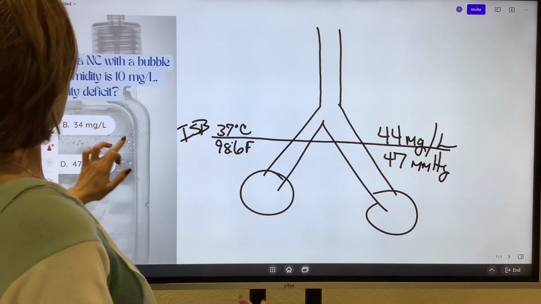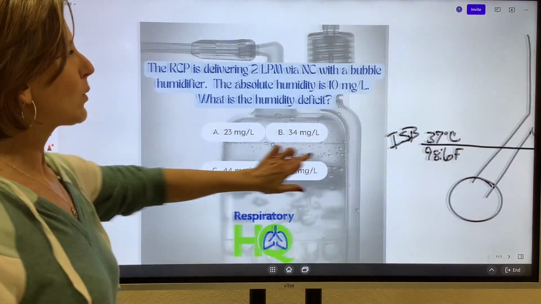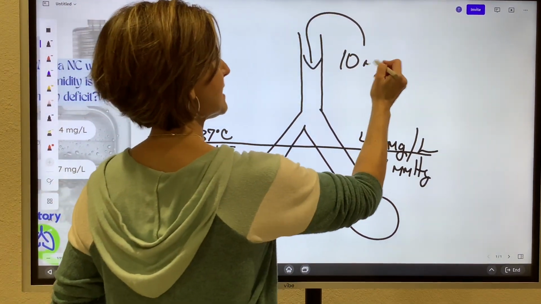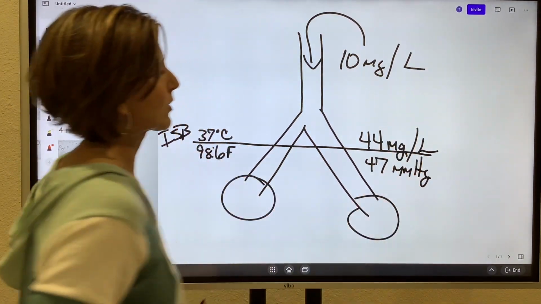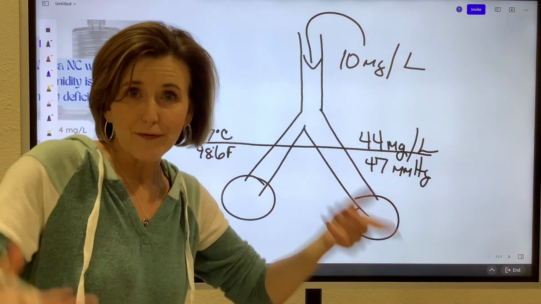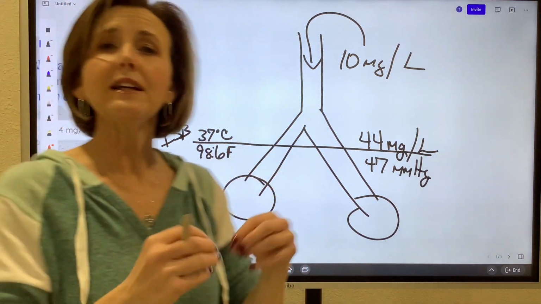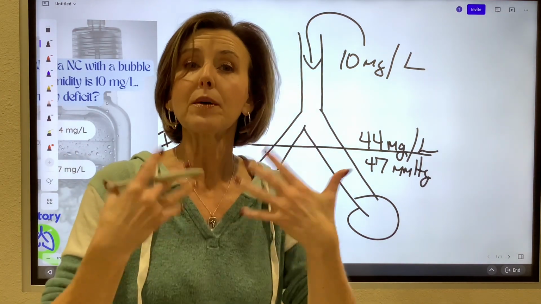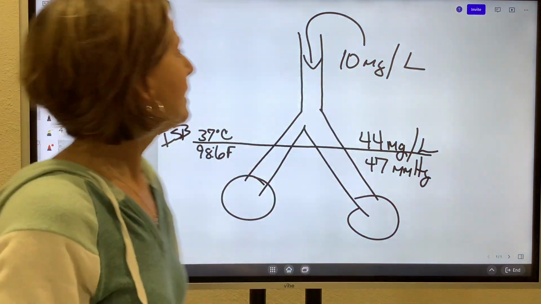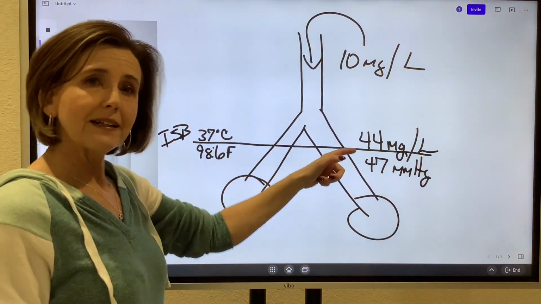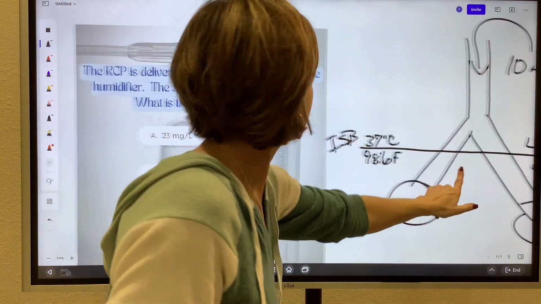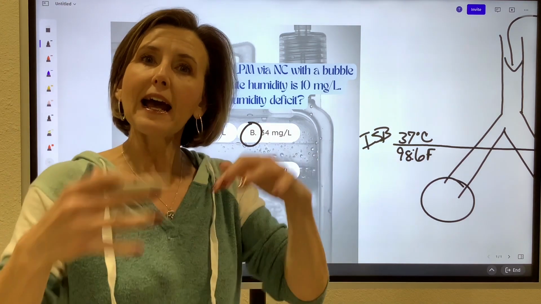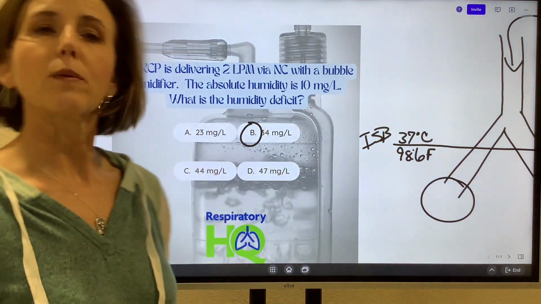So basically, when we come back to this question, what we're saying is we've got a nasal cannula on somebody and it is delivering 10 milligrams per liter of water vapor. The body needs 44, that's what it's striving for. So the humidity deficit is what we are not delivering, what the body's going to have to come up with on its own. If we're delivering 10 and the body needs 44, quite simply the deficit, what the body has to make up for, is 34 milligrams per liter.